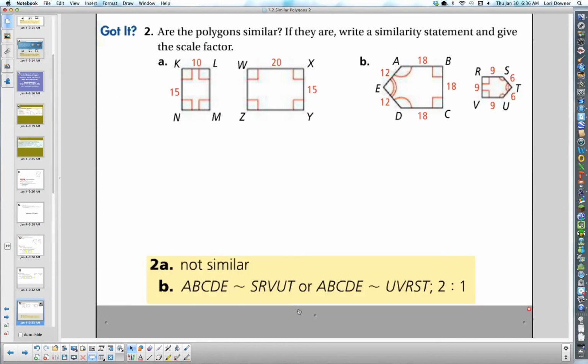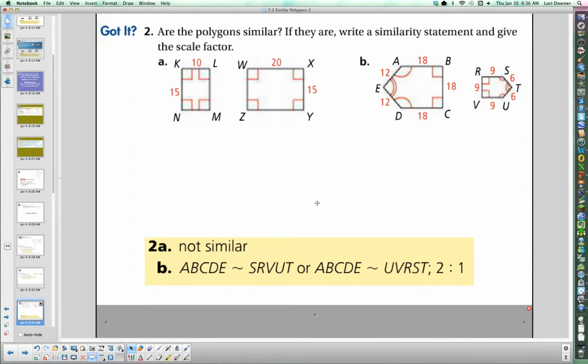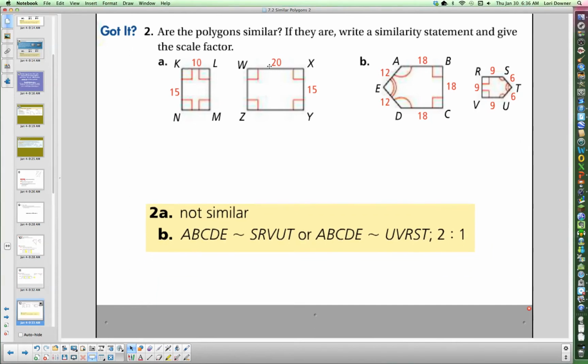What I would like you to look at is in A, these are not similar. 2 times 10 is 20, but 2 times 15 is not 15. It would be 30. So for A, it's not similar.